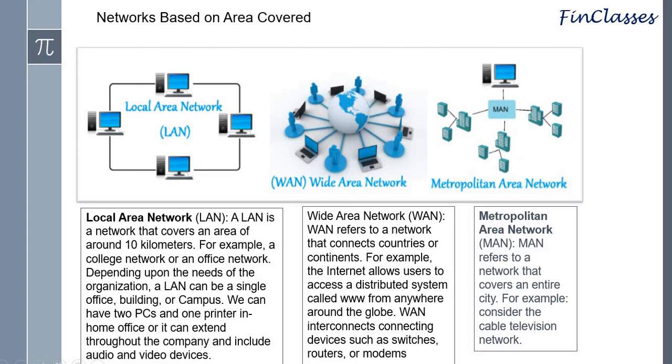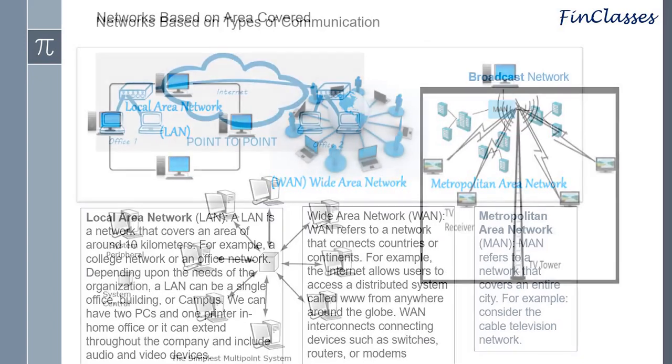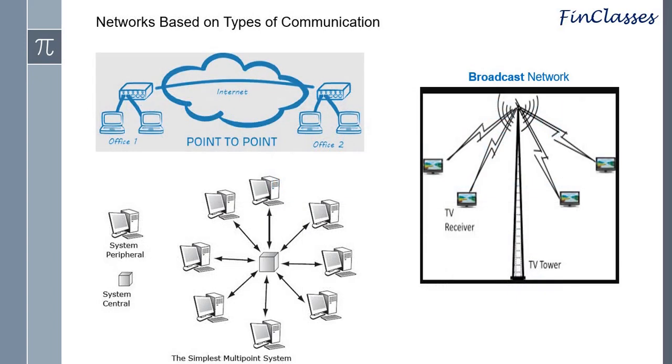Let us move to the next category of networks, those based on types of communication. Here we can see three types of communication networks. The first one is point to point, a type of data networking that establishes a direct link between two nodes. We have already seen what a node is, right? There are two different ending or starting points which are called nodes, and what connects these two is called a link. Nodes and links we have understood in the first slide, right?